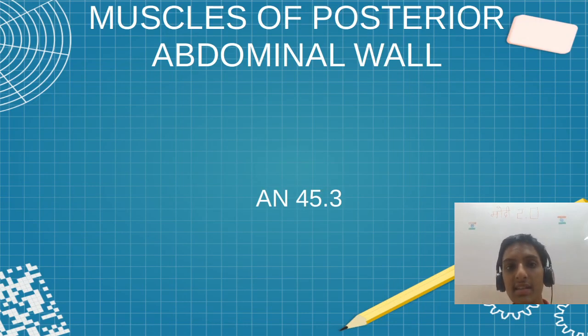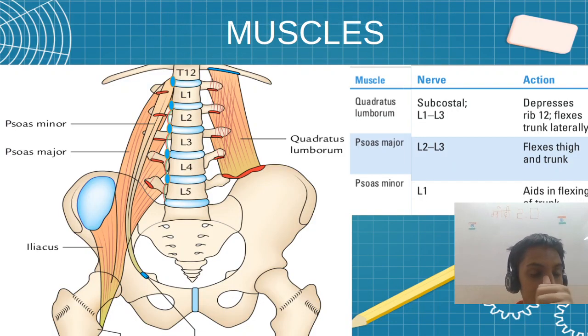Hello friends, in this video we'll talk about the last competency of the posterior abdominal wall, the muscles of the posterior abdominal wall. There are three muscles I want you to remember: the psoas major and minor with the quadratus lumborum. This is quadratus lumborum you're seeing. This is the psoas major and minor. Let us see first origin and insertion.